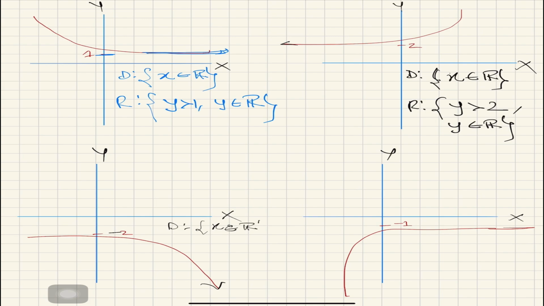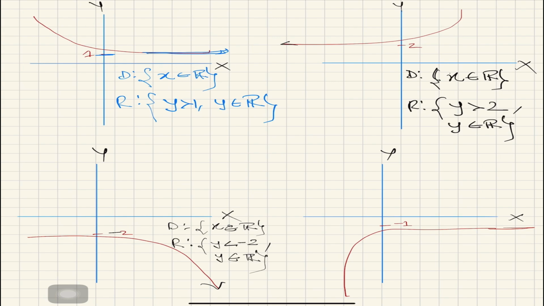Again, guys, it's very important you pay attention. And the range is what? Y. Since it's downward, it's going to be less than, it says -2. So it's going to be y less than -2, and x is all the real numbers. That's it.